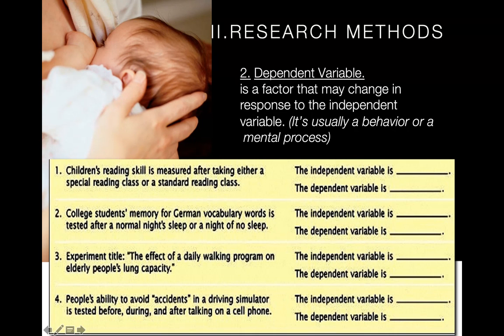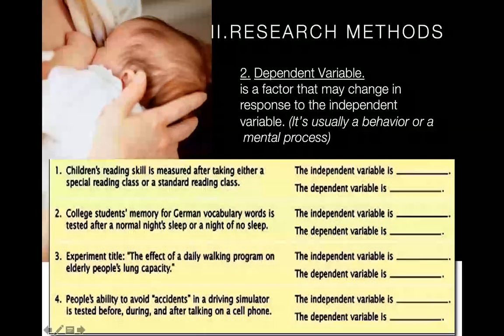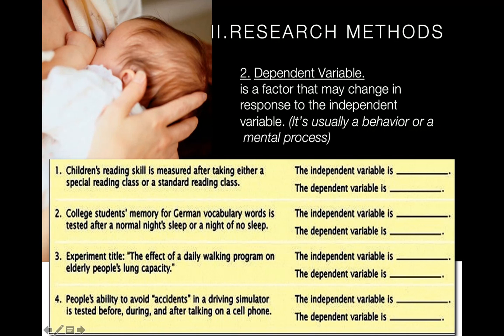Number two, college students' memory for German vocabulary words is tested after a normal night's sleep or a night of no sleep. So what you're looking for there in the independent variable is the quality of sleep, right? So the amount of sleep they're getting, and then their dependent variable will be their ability on a test. The experiment title, the effect of a daily walking program on an elderly person's lung capacity. Independent variable is the amount of walking, whereas the lung capacity will be your dependent variable.